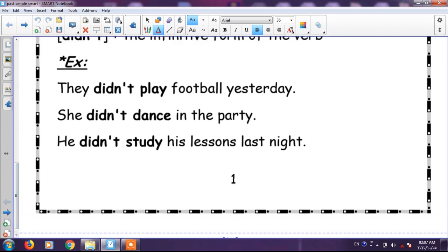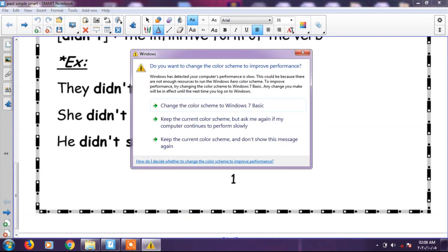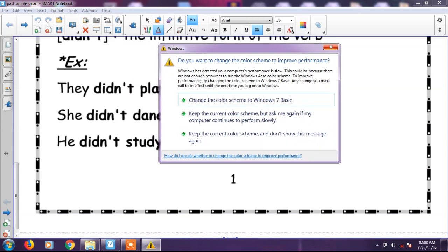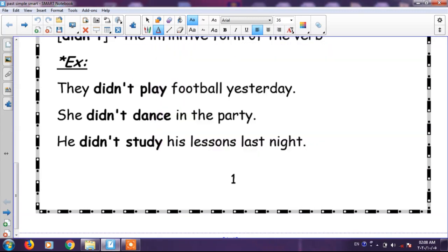Okay, here I use what? I use didn't plus the verb in the infinitive, the verb as it is. Okay, so number 2, she didn't dance in the party. What do I use? In the negative form, I use didn't plus the verb in the infinitive form. Okay, he didn't study his lessons last night. Didn't also plus the verb in the infinitive. This is for the negative form of the past simple.